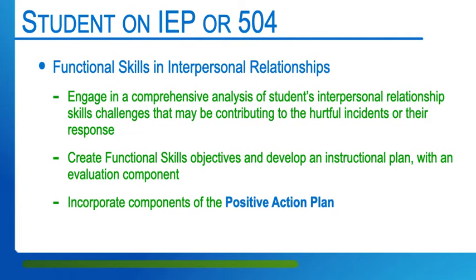In addition, in all likelihood, this student would benefit with a focus on functional skills to support interpersonal relationships. So, engage in a comprehensive analysis of this student's interpersonal relationship skills challenges that may be contributing to the hurtful incidents or their response. Now, this isn't to blame the child for the fact that the child is being treated in this manner. That would be a rationalization. This is to have an honest identification of the challenges this student is facing. Then create functional skills objectives and develop an instructional plan with an evaluation component. In addition, in the functional skills section, incorporate components of the positive action plan.